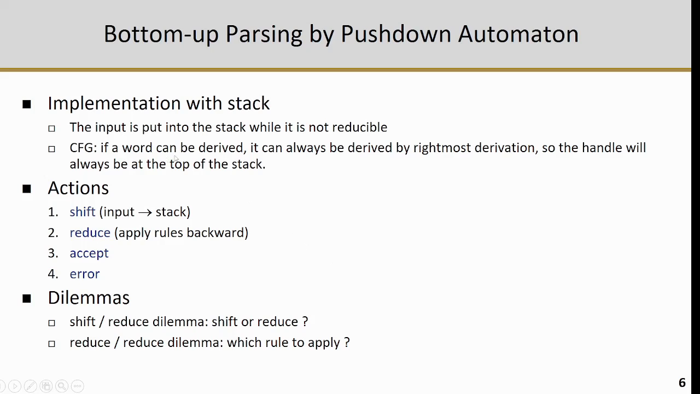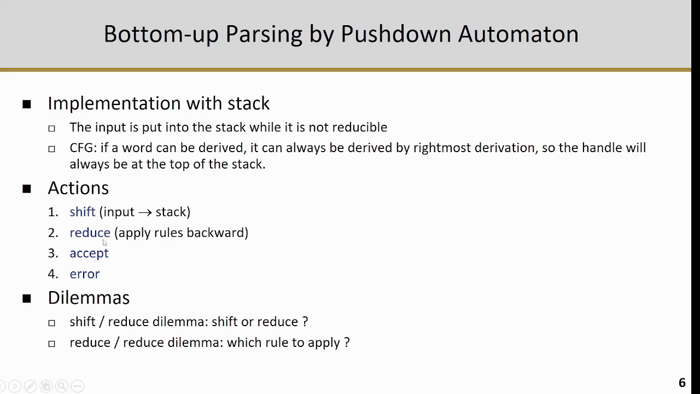In the case of bottom-up parsing, we have altogether four potential actions. Shift means that we are going to move a symbol from the input to the stack. So the input is read, the reading head is positioned to the next place, and the symbol read is placed to the top of the stack. Reduction means, as I mentioned, that we apply a rule backward, which means that the right-hand side of the rule is replaced by the non-terminal on the left-hand side.